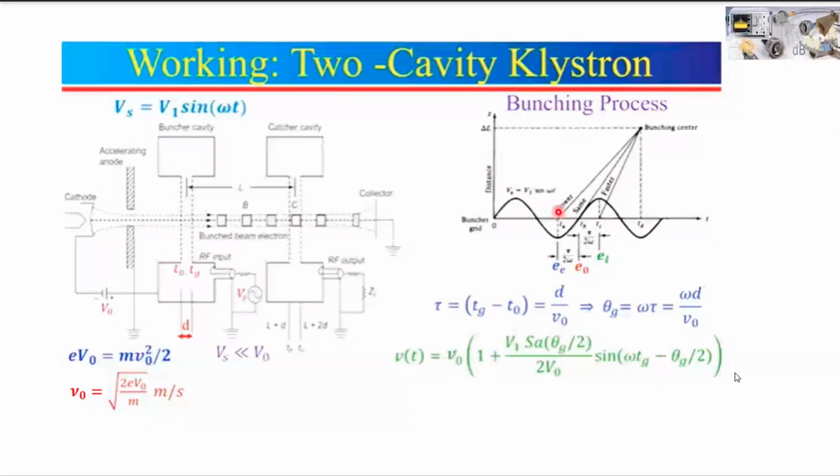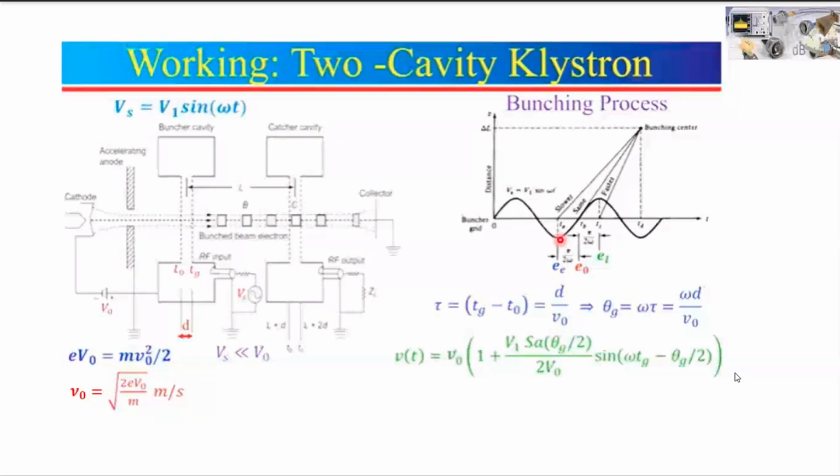So let us say we have another electron, which you can call the early electron, EE, represented here. What will happen here? For this electron, the velocity will be reduced to the minimum, because it is exactly at the minimum of the input signal. So it will move with a velocity less than the velocity of the reference electron E naught, and it will take more time than the reference electron.